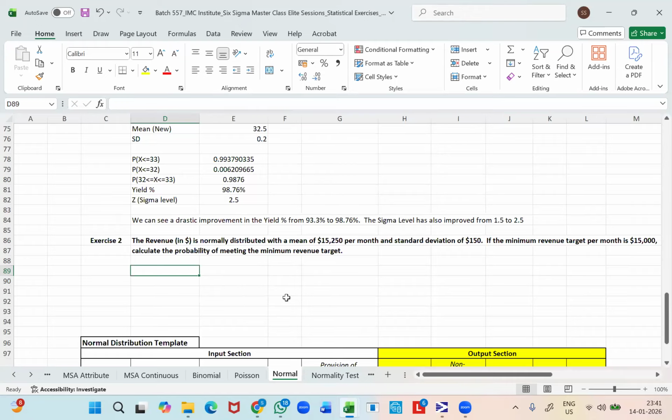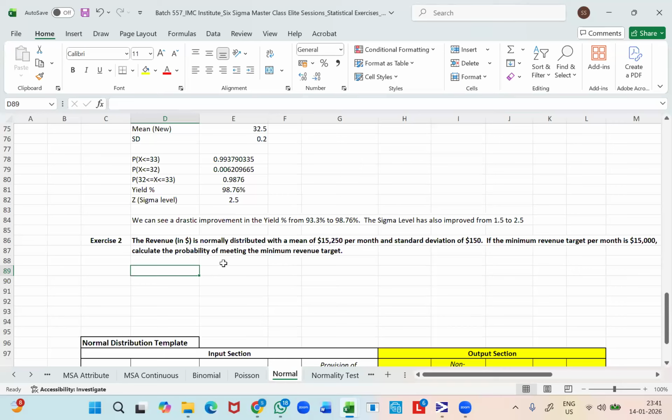Higher the better, right? Revenue, sales, profit, all these are higher the better kind of metrics. That being the case, only LSL will be applicable for this scenario. Higher the better means we will not have both LSL and USL provided to us. The exercise says that the revenue in dollars is normally distributed with a mean of $15,250 per month and a standard deviation of $150. If the minimum revenue target per month is $15,000, calculate the probability of meeting the minimum revenue target.